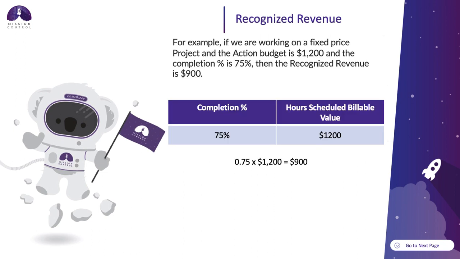Let's check out an example of this. If we are working on a fixed price project and the action budget is $1,200, and the completion percentage is 75%, then the recognized revenue is $900. So 75% of $1,200 is $900.